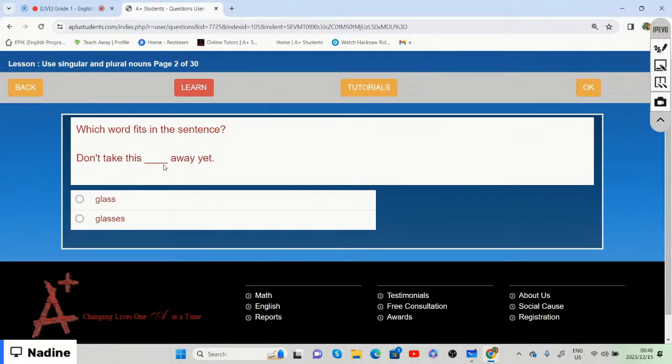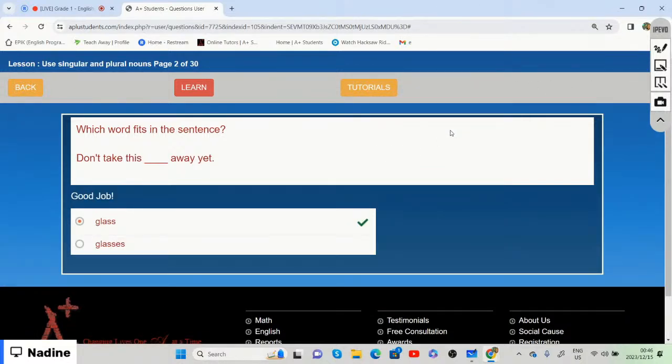Don't take this glass or this glasses away yet. So look at the word this. And this gives us an indication that we're only referring to one. So it's this glass, right? Because this gives us an indication it's only one. This glass.